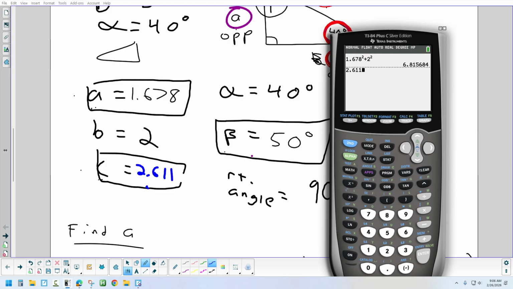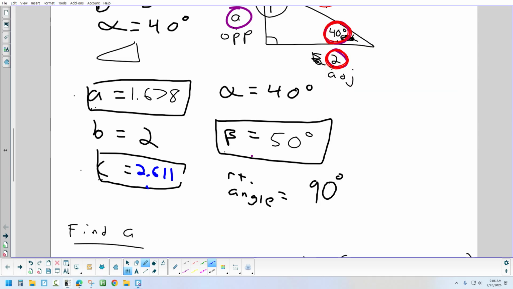That's c squared. So when we did a squared plus b squared, we got 6.816 if you round it, and the other way we got 6.817. Well, they are a little bit different. And why is that? Yeah, it's because these two are rounded. But yes, basically a squared plus b squared did equal c squared. We did it right. Okay. Any question on how I checked it?